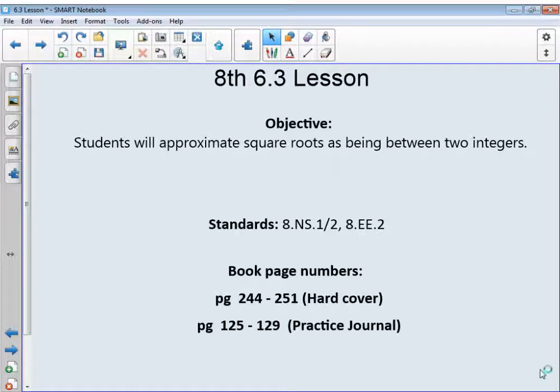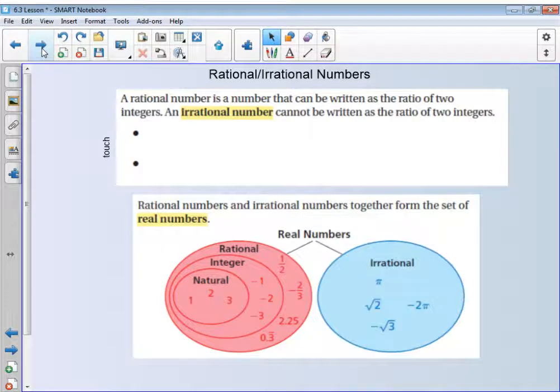Okay, this is 8th grade lesson 6.3. Our objective today, students will approximate square roots as being between two integers. The standards covered in this lesson are 8.NS.1 and 2 and 8.EE.2. The page numbers out of the hardcover book are pages 244 through 251, and out of the practice journal, pages 125 through 129. To begin our lesson, we're going to start reviewing what a rational versus an irrational number is.